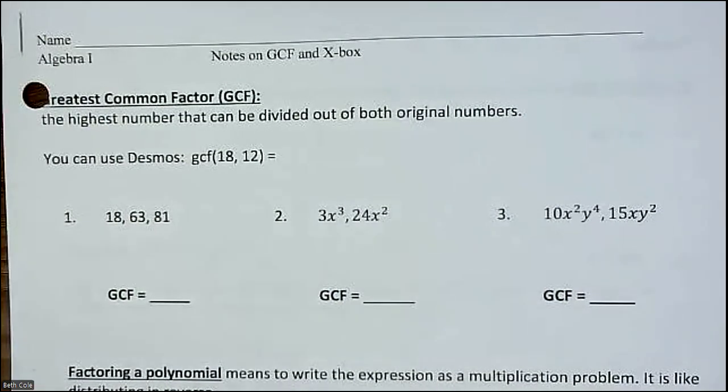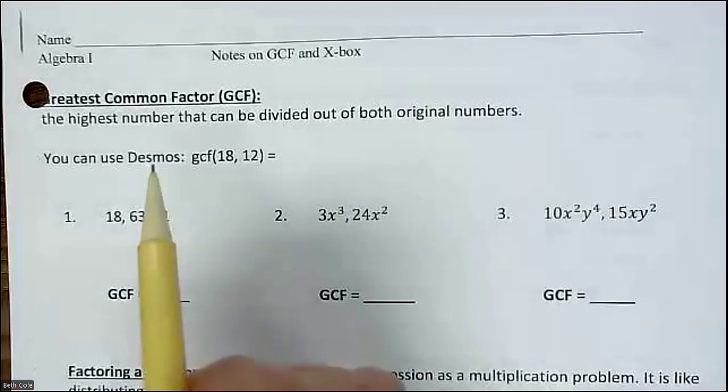So it's the largest number or variable that you can divide out of everything. Now, Desmos will do the numbers for you, but it won't do the variables, okay? Let me show you how you can type this in the calculator. First, I'm going to just throw it out there and see what I get back, and then I'll show you how to type it in the calculator.